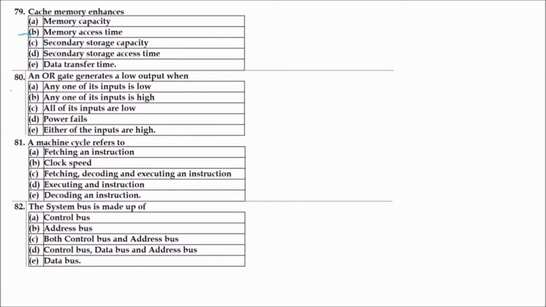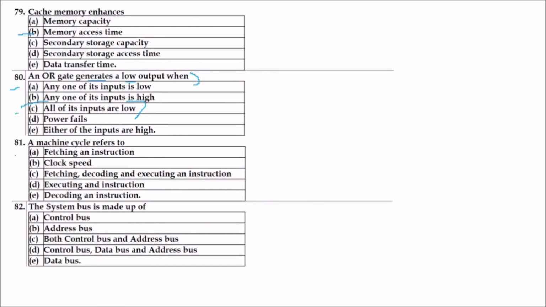Next is, an OR gate generates a low output when? OR gate you know very well. The answer is C. All of its inputs are low. So when all of its inputs are low, it is C.